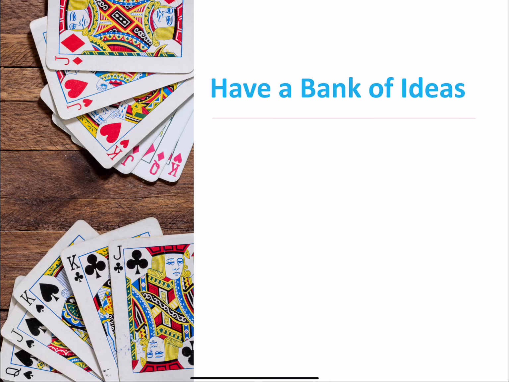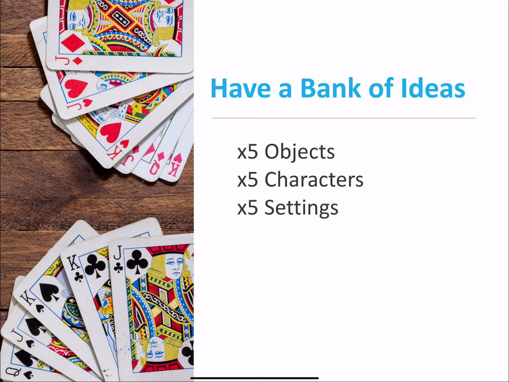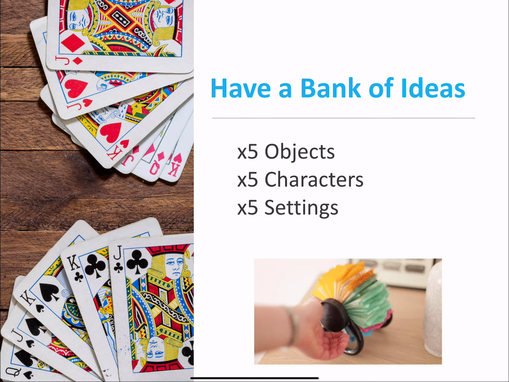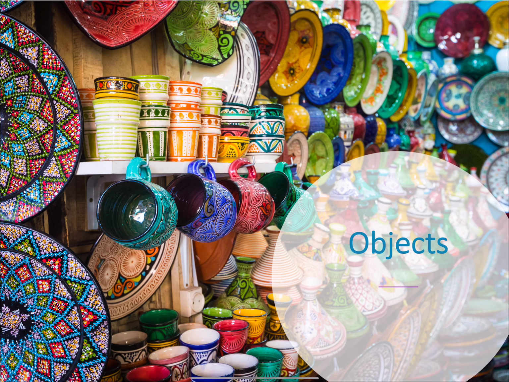Instead, give yourself a head start by having a bank of ideas ready to go into the exam with. So when you're preparing for this section, come up with 5 different ideas for objects, 5 characters, and 5 different settings. Think of it like having these ideas as a pack of playing cards. Each category is its own suit, or think of it like a Rolodex of ideas that you can spin around in your head and browse through in the exam. So let's start with objects.